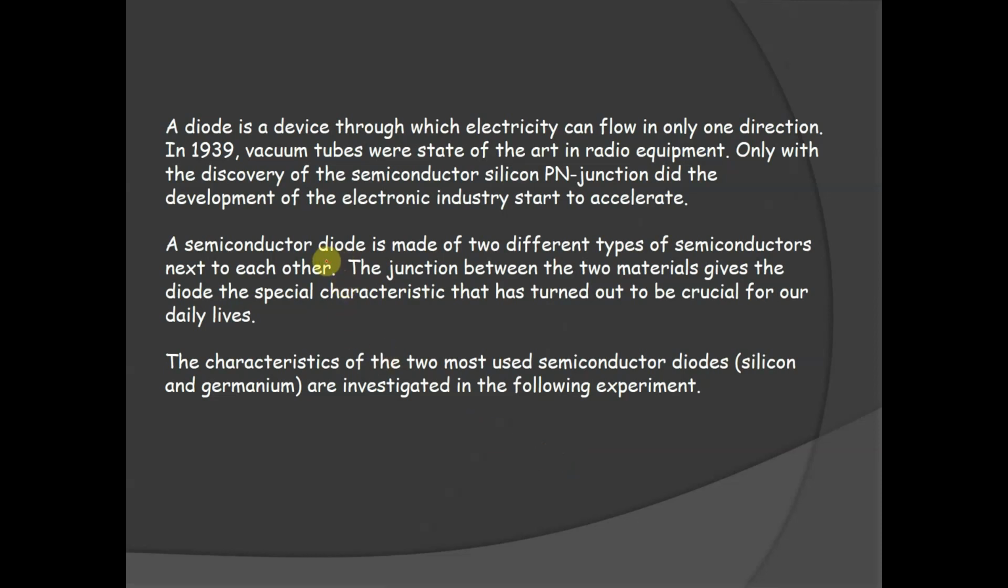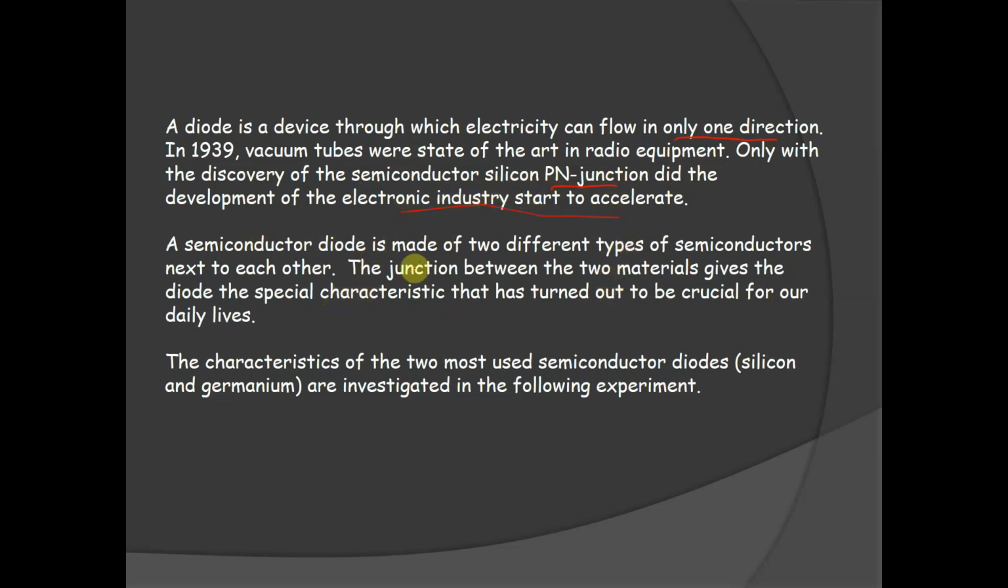Now, let's start with a brief history of the diode. A diode is a device through which electricity can flow in one direction. In 1939, vacuum tubes were state-of-the-art in radio equipment. Only with the discovery of the semiconductor silicon p-n junction did the development of the electronics industry start to flourish.